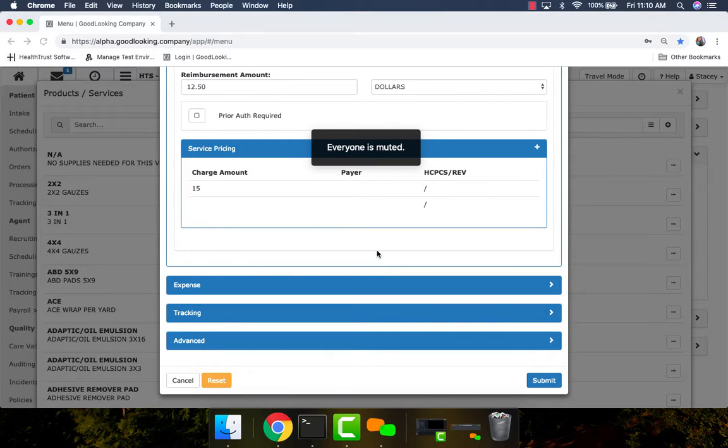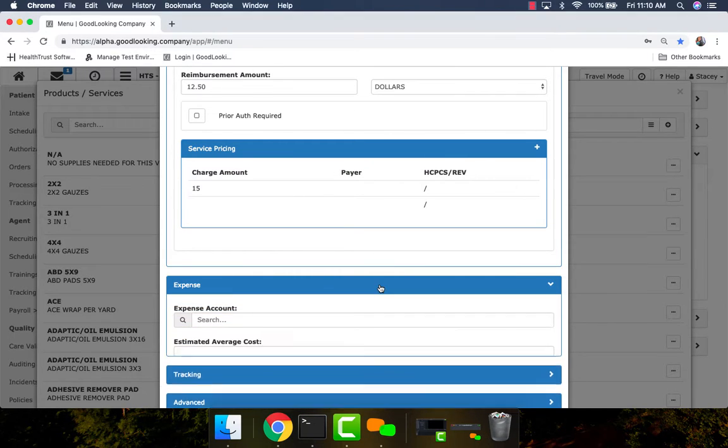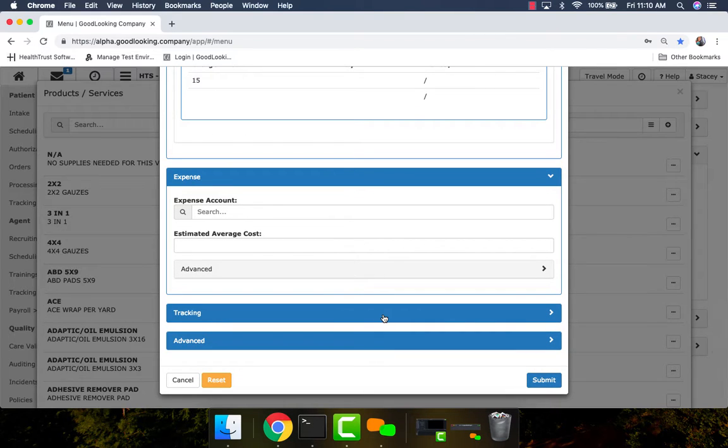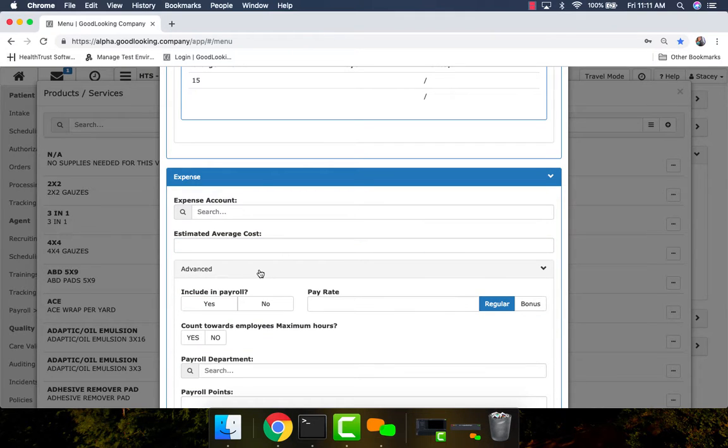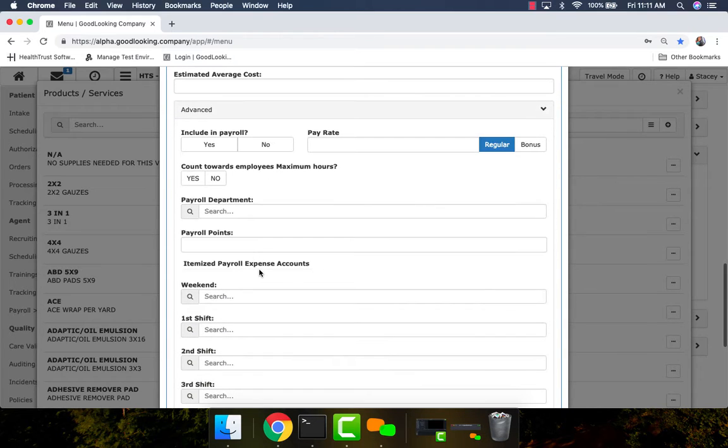All right, rounding out the rest of your service setup, you have the ability to control your expenses. Again, what GL, general ledger, account you want this expense allocated to. Your estimated average cost. So for cash flow purposes, we can utilize this average cost number when we don't have an employee with their payroll information. We can use this dollar amount as a pretty good guess as to what your cash flow or profitability would be. And then under advanced, whether you want this service to be included in payroll or not.